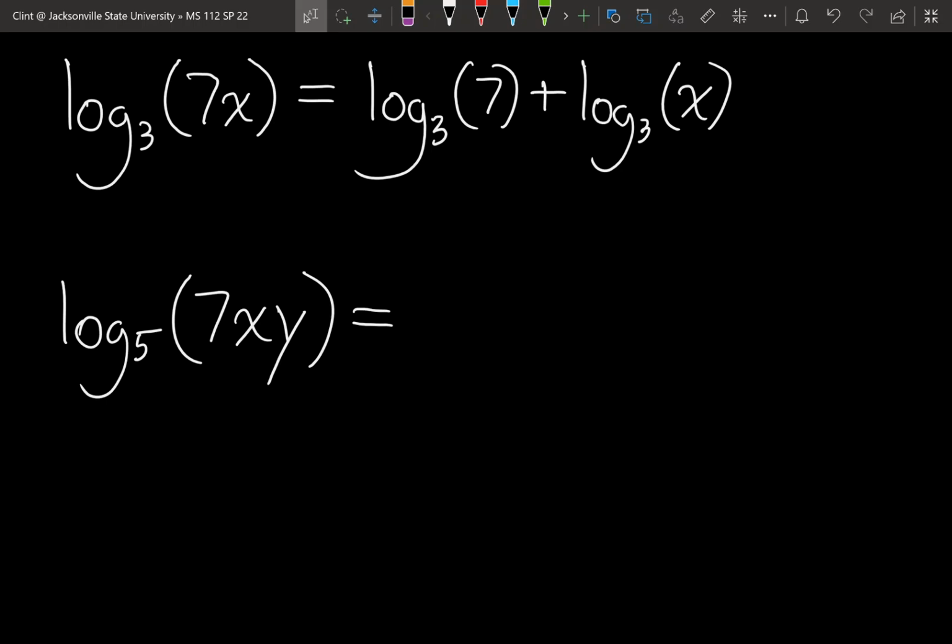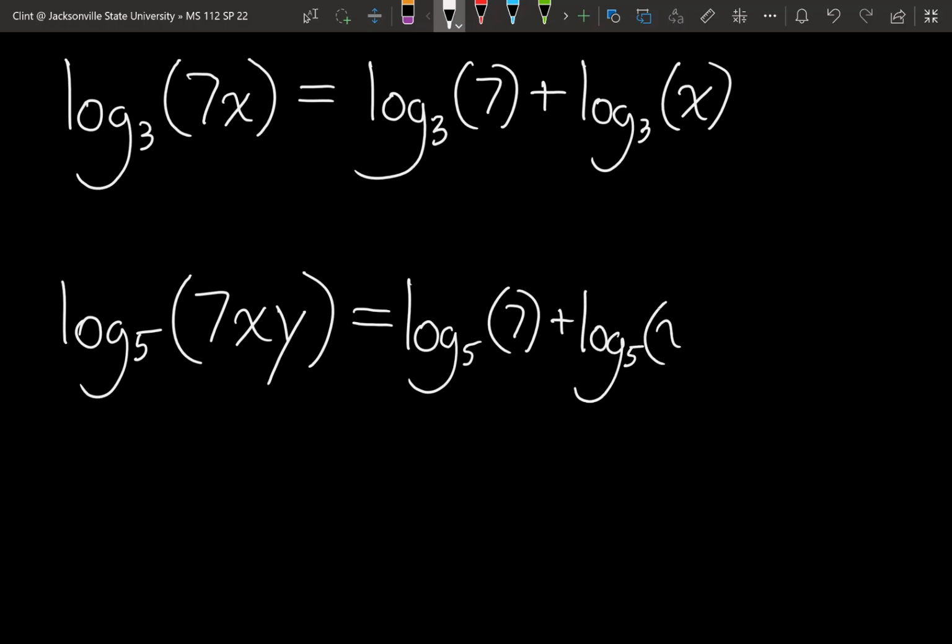So this thing, we've got 3 terms on the inside. So if we use property number 1, we can end up with 3 logarithms. That would be log base 5 of 7 plus log base 5 of x plus log base 5 of y. Because they're all multiplied together inside the log, we can write each one in its own logarithm, and since it's multiplication, it's all addition.